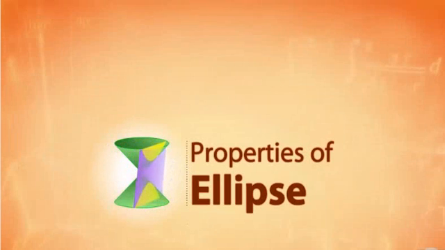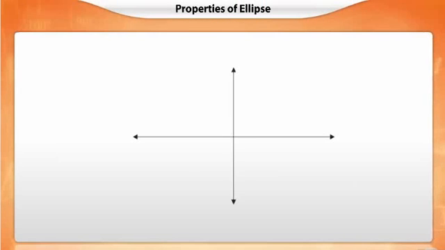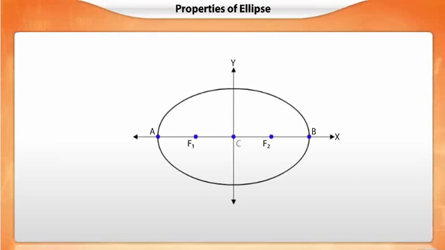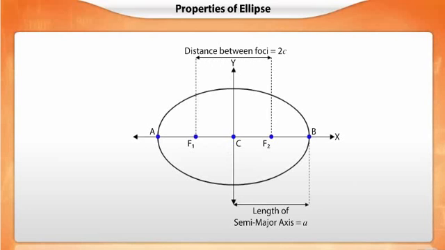In this module, we shall learn the properties of an ellipse. Let us recall that for an ellipse with a center C at the origin and major axis along the x-axis, the distance between the foci is given by 2c. The length of the semi-major axis is a, and the length of the semi-minor axis is b. The eccentricity e is equal to c upon a.